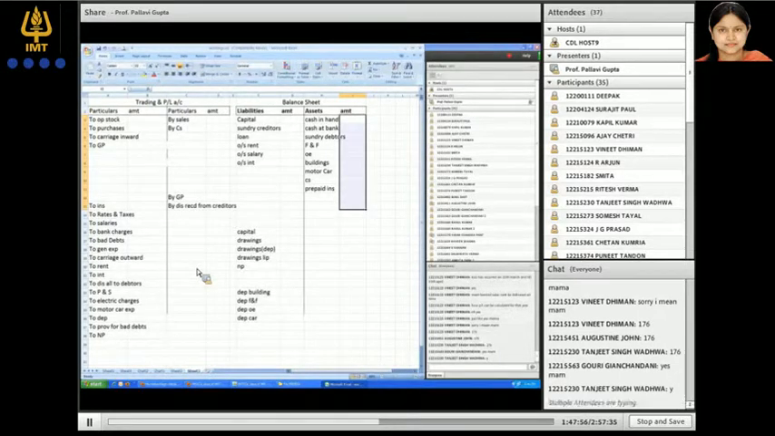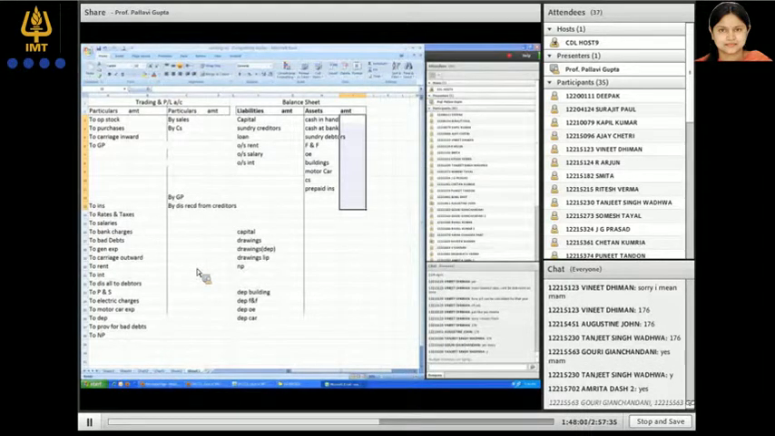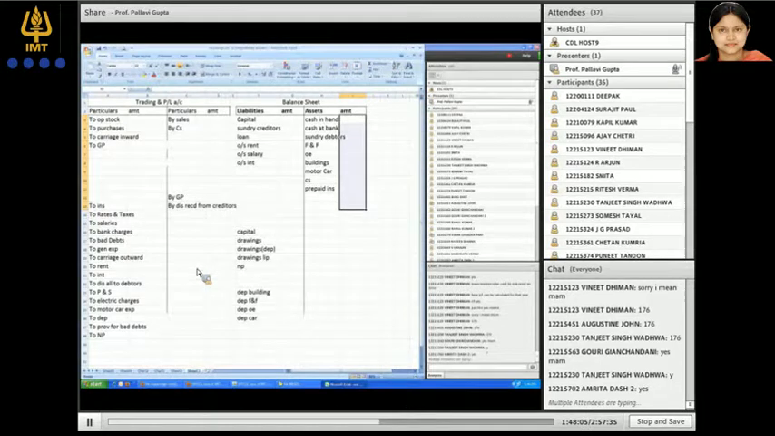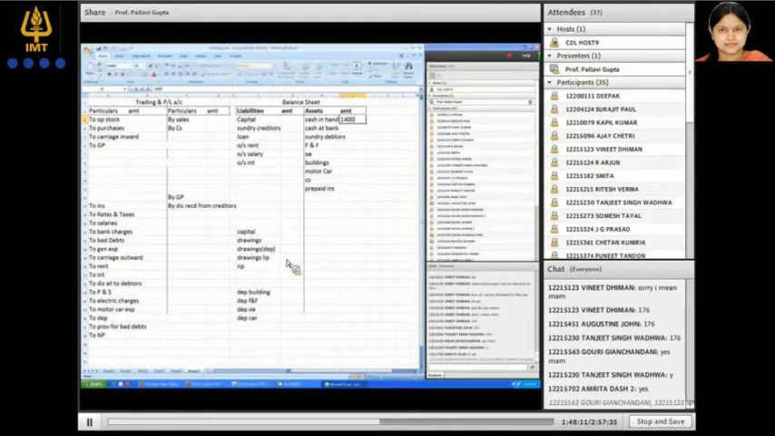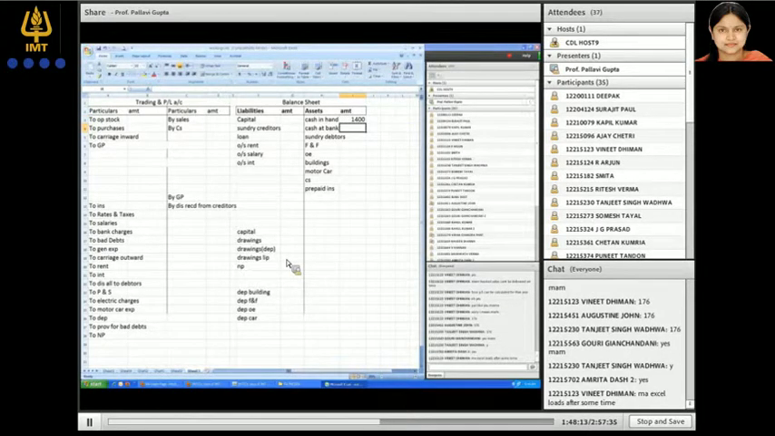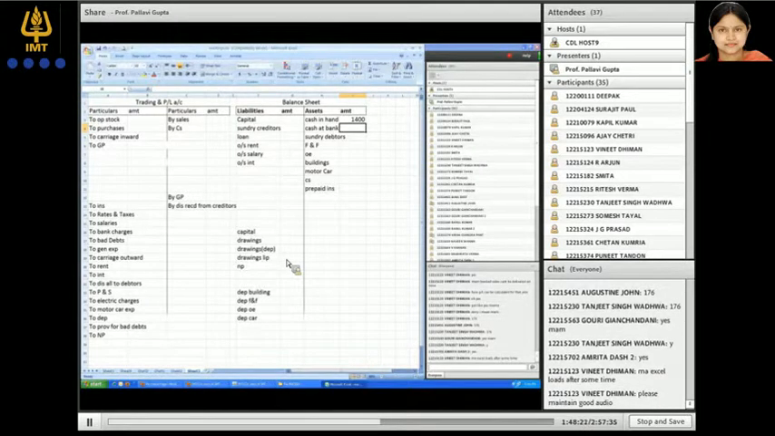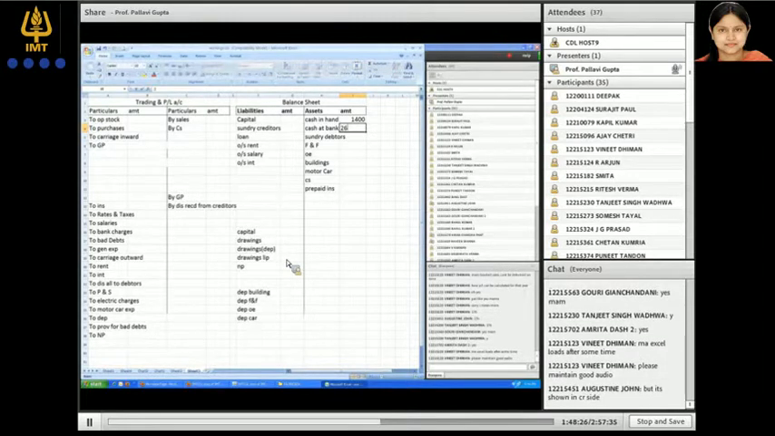Okay. Let's start with the first item in the trial balance. Cash in hand. Cash in hand is a current asset, so it will come in the balance sheet. Cash in hand 1400. Cash at bank 2600.